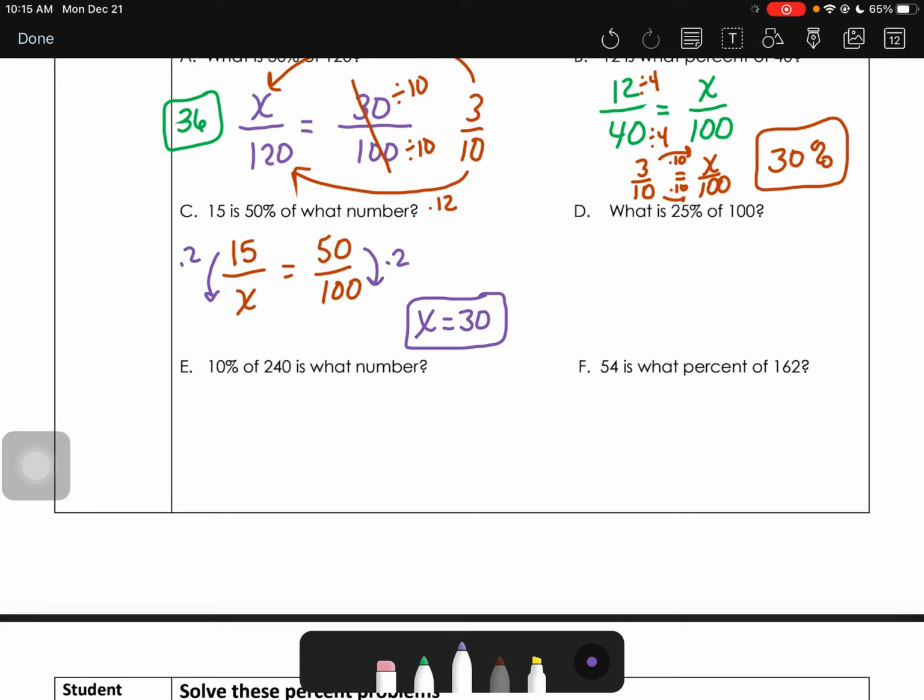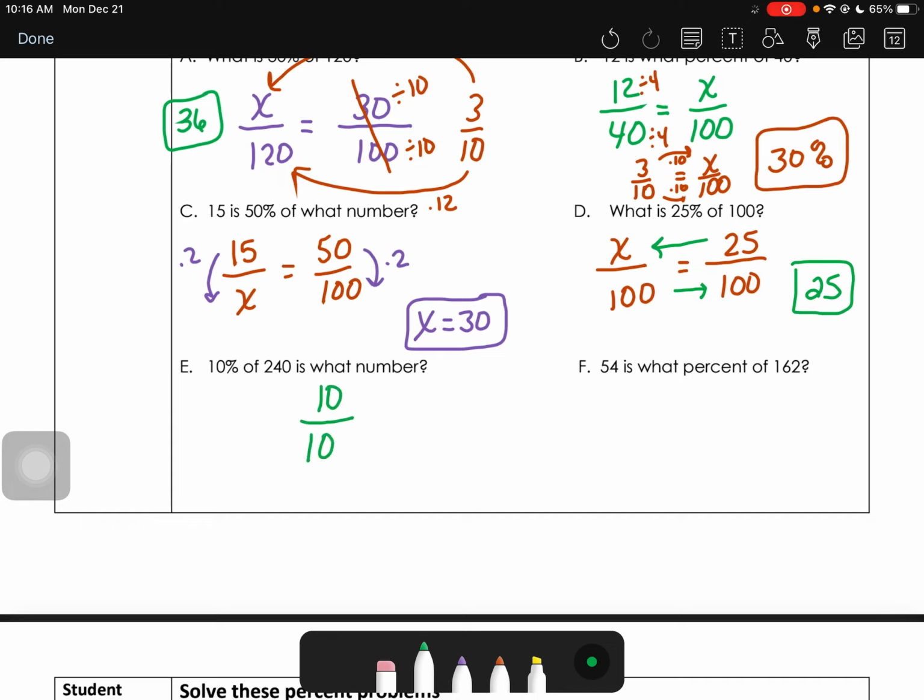What is 25% of 100? 25 over 100. And what number out of 100 is 25 over 100? Well, that seems pretty simple. If this is the same, then this should be the same. So that would be 25.